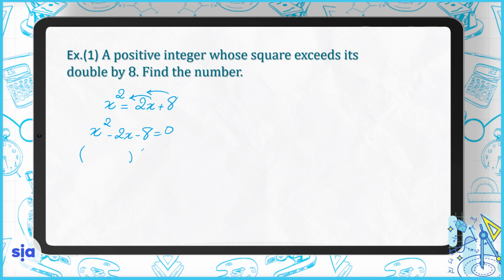How can we factorize this? Now I know that you guys are experts now in factorization. So x minus 4, x plus 2, so x minus 4 equals 0, and x plus 2 equals 0. So x can be 4, and x can be negative 2. We said that x is the number, but the question said a positive integer. So this answer is rejected, right? So the number is only 4.